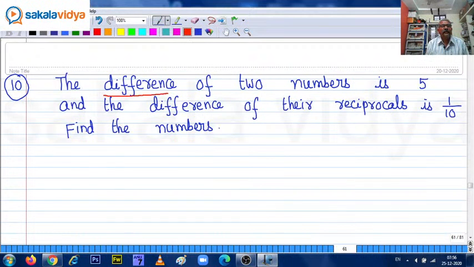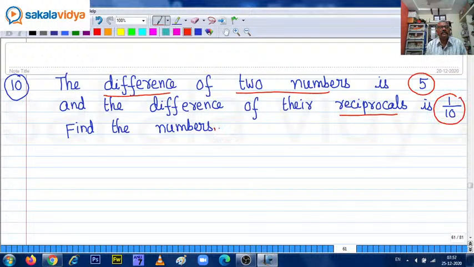See, the difference of two numbers is 5. Not the sum of the numbers, the difference of the numbers is given this time. And the difference of their reciprocals: write the reciprocals and find the difference. That is equal to 1 upon 10. Then what are such numbers we need to find out? You need to find the numbers such that their difference is 5 and the difference of their reciprocals is 1 upon 10. So this is the question.